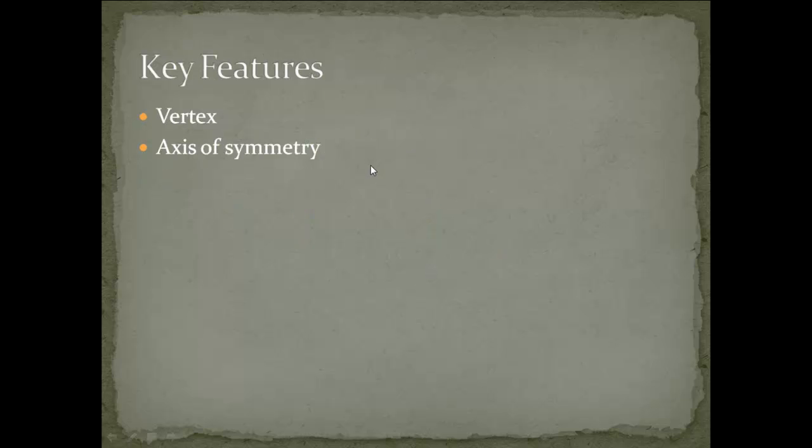There are several key features that we have when we look at parabolas. Two we're going to talk about now are the vertex and the axis of symmetry. The vertex for a parabola that opens upward is the lowest point on the parabola. When you have a parabola that opens downward, your vertex is actually the highest point.